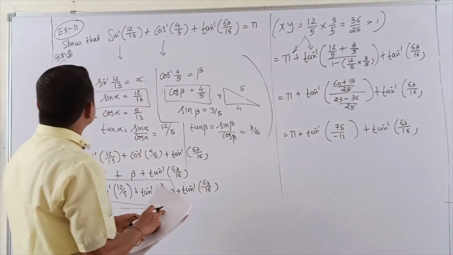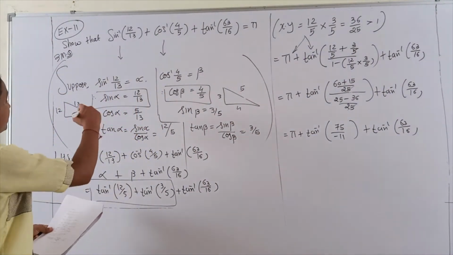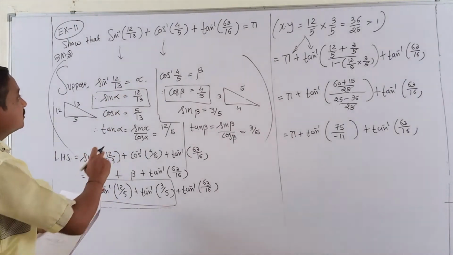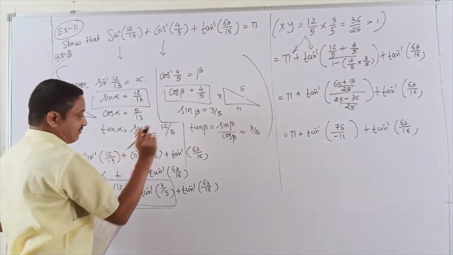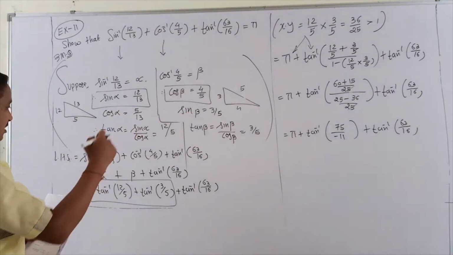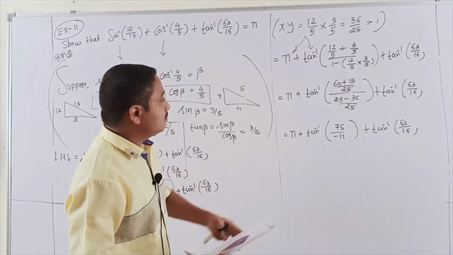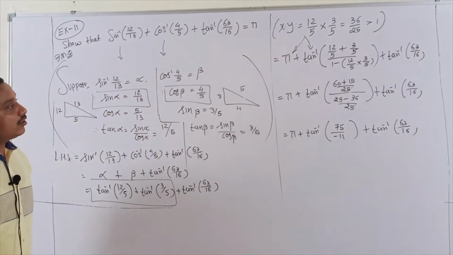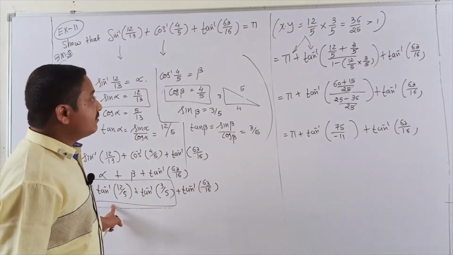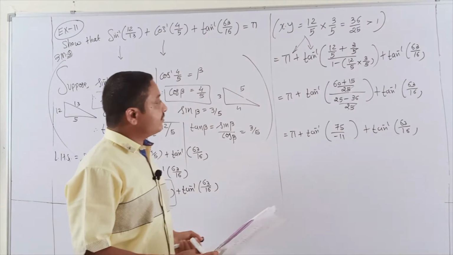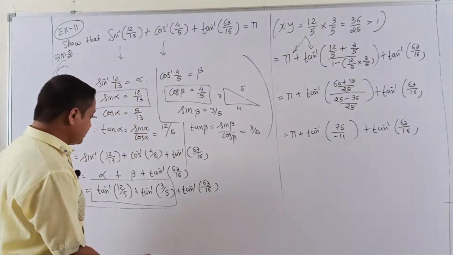12 by 13, just wait, I check. 12 by 13. So this value is 12 by 5, correct? Cos inverse 4 by 5. So here 4 by 5, then it is 3 by 5. 4 by 5, 3 by 5, correct? And 63 by 16. Why did they not cancel both of the values? 12 by 5 plus 3 by 5 over 1 minus 12 by 5 times 3 by 5. Now students, the mistake is found.